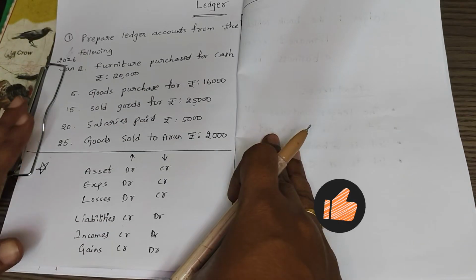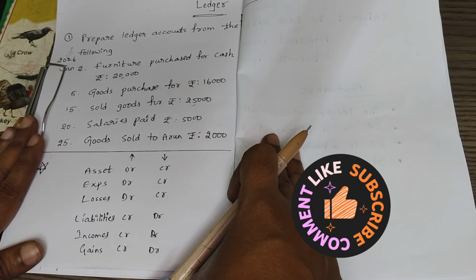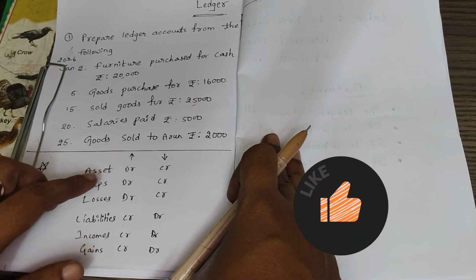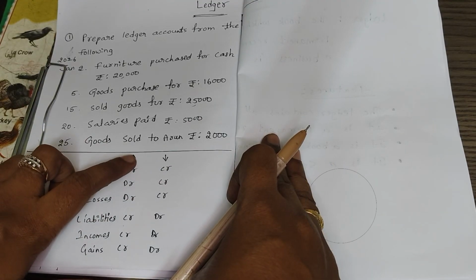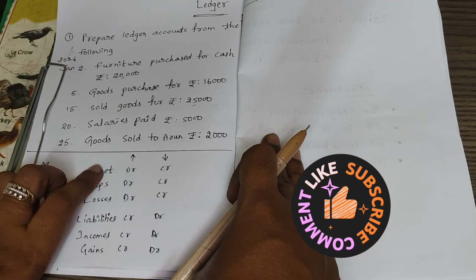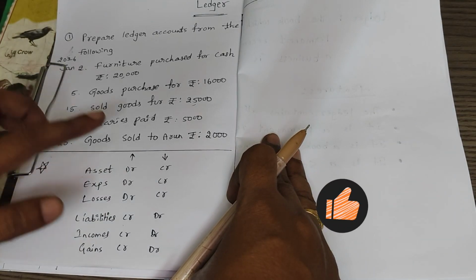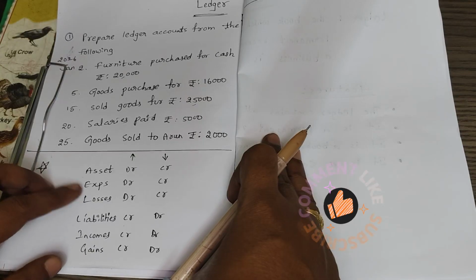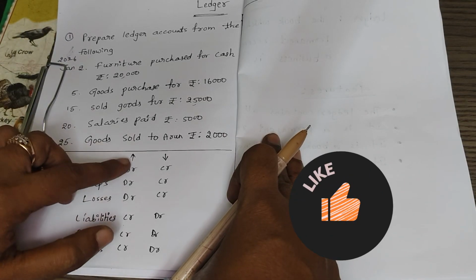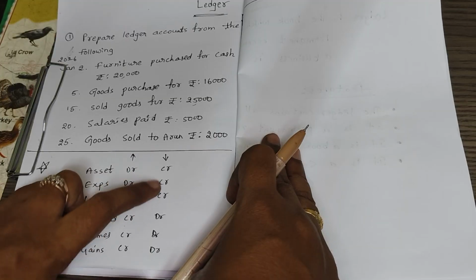So here I have given a simple technique to write journal entries. What is that? Here I have given increase, decrease. If an asset increases, that should be debit. If an asset decreases, that should be credit. That means in our business, asset increasing means debit, decreasing means credit. Likewise, if expenses and losses are increasing, that should be debit. If they decrease in our business, that should be credit.